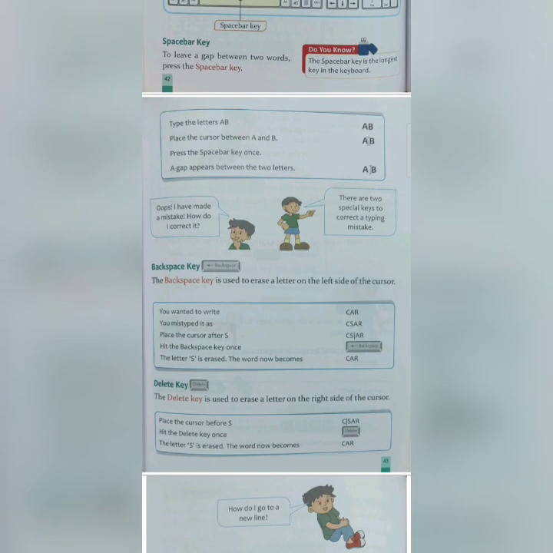Type the letters A, B. Place the cursor between A and B. Press the space bar key once. A gap appears between the two letters.